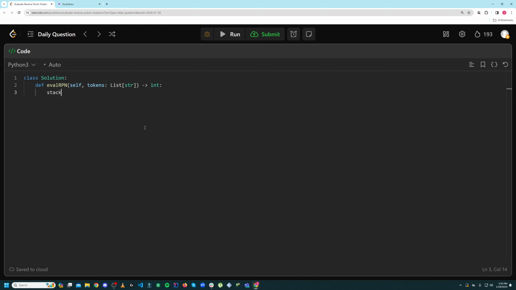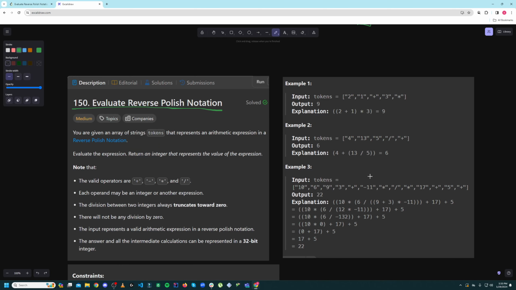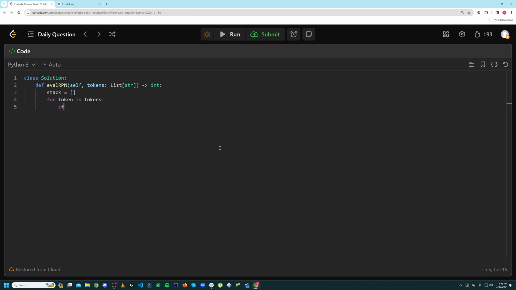So we're going to have a stack, and we're going to say for token in tokens. We're just going to check for these 4 expressions. If it's not one of these 4 expressions, then we'll just know it's a number. So if token equals plus, then we want to take the last two numbers and pop them and add them. So we can say stack.append stack.pop. And we don't have to check for an invalid stack or anything.